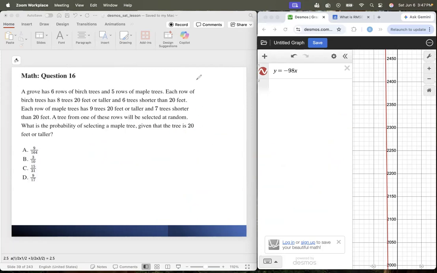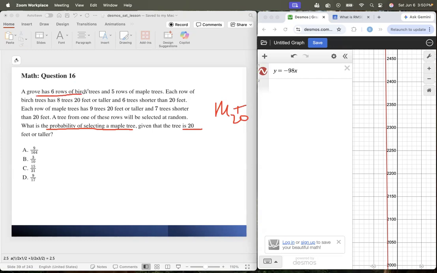This is a word problem. When you're reading word problems, sometimes you got to figure out what they want you to think about. Sometimes you can read a question from the back and you see what exactly they're asking you. Calculating a maple tree, right? Given that the tree is 20 feet, so a maple tree that is 20 feet and taller.